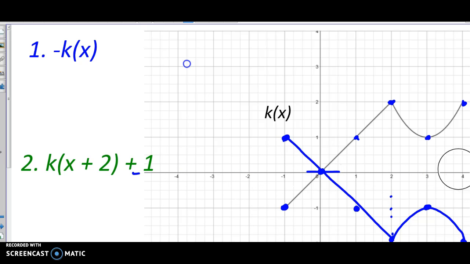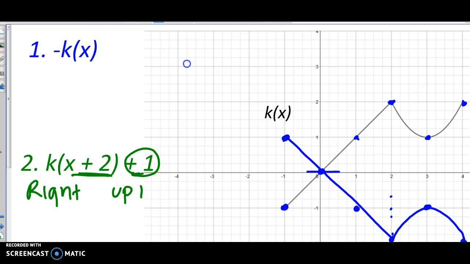Okay, so now let's try the transformation one. Again, I'm going to go back to this original piece, and I'm just going to shift it. So this +1 is going to move it up 1. Every point gets moved up 1. And this +2 is a horizontal change. It's going to move my graph to the right. I'm sorry, opposite direction. You want to go to the left because we're going -2, opposite way.